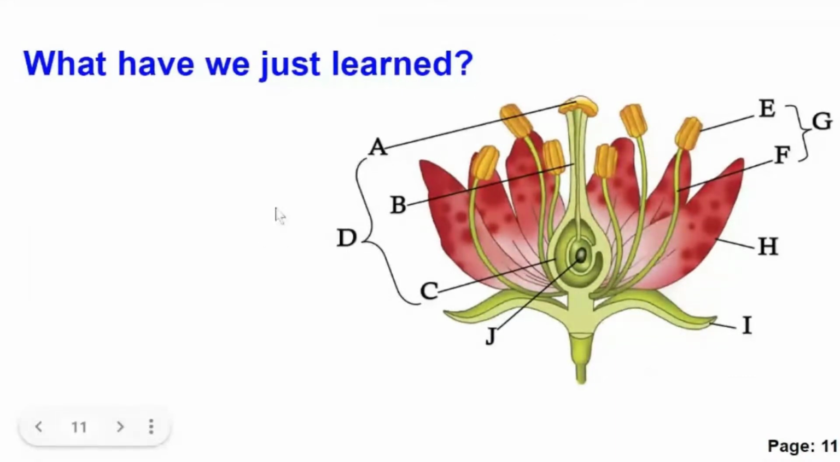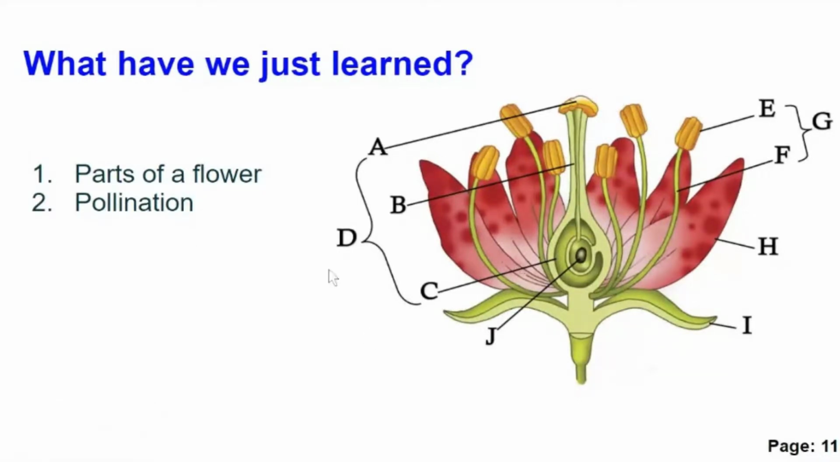And what else have we just learned? We learned the parts of a flower, the structure of a flower. We also learned about pollination. Can you define pollination? What is pollination? The definition of pollination, what is that?